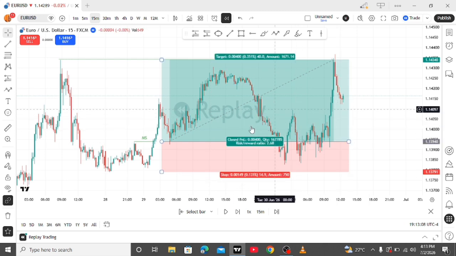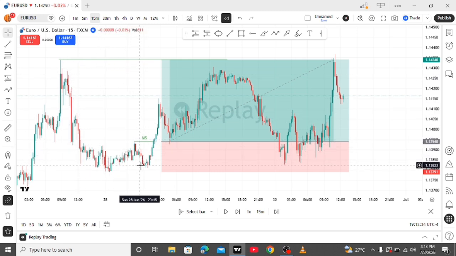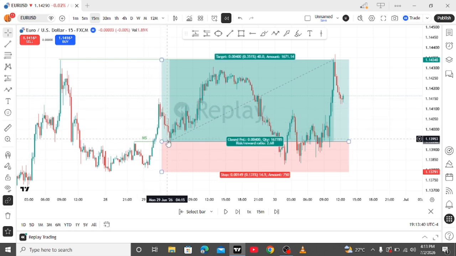So how did we catch this move to the upside? All we had to do was wait for a retracement to the downside, which we did, and we waited for our market shift. So this was our market shift. This means the market is about to go up. And then we waited for a retracement. The market gave us a retracement. This is when we entered the market.